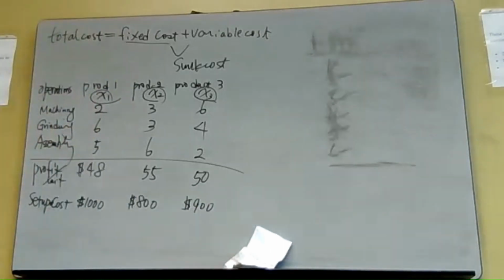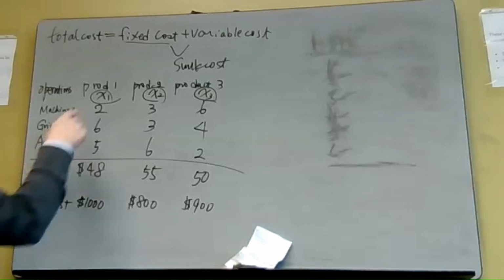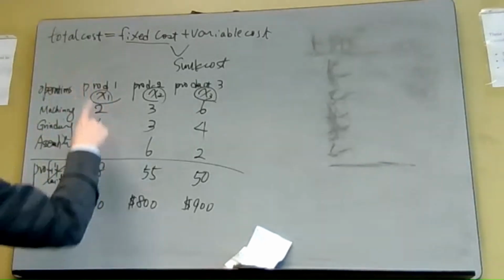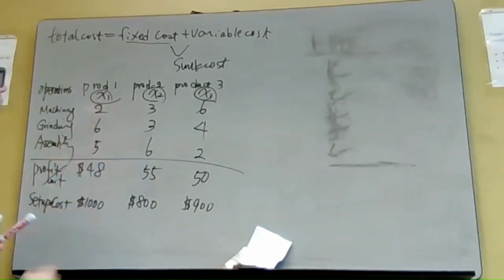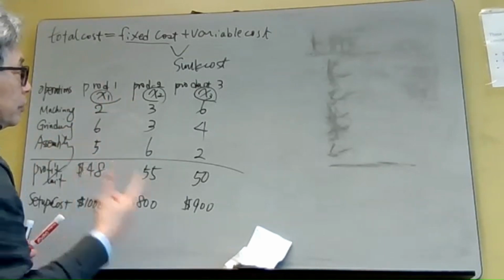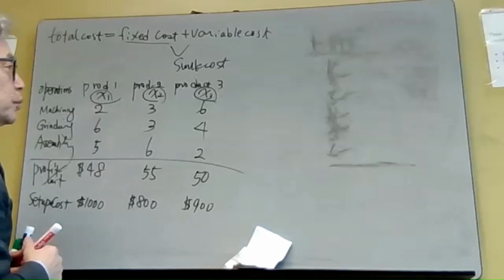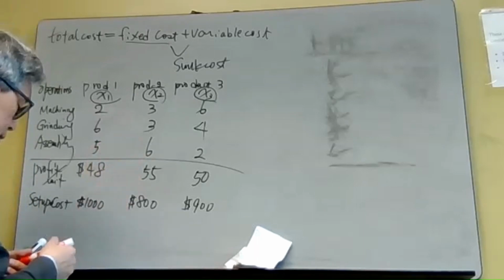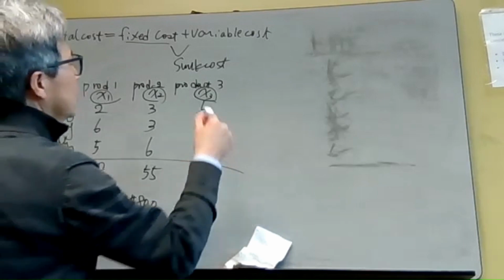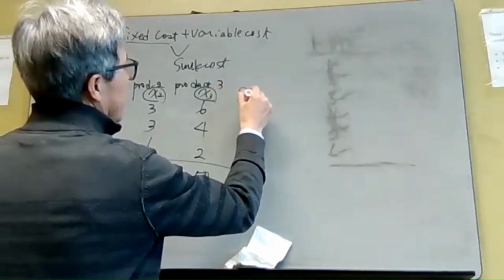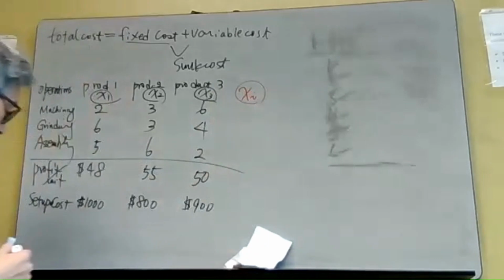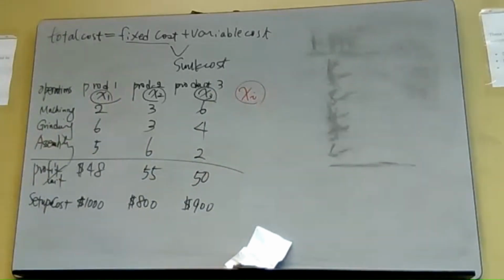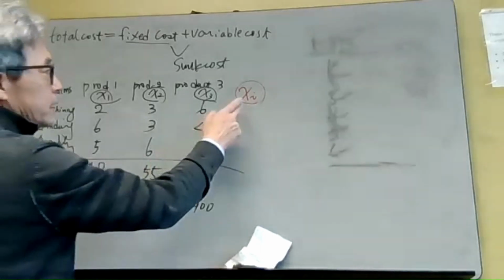Okay, like we said, the number of product 1 to produce will be our decision variable x1, x2 will be the number of product 2 produced, x3 will be product 3, so call it xi to make it shorter. The question is, what are the decision variables in addition to xi?